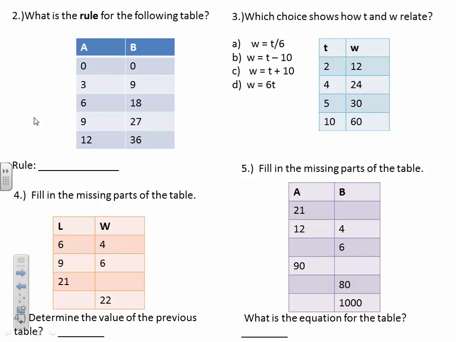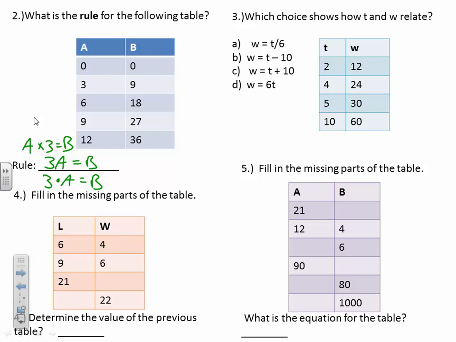So I'm saying to myself, 3 times 3 gets me 9. 6 times 3 gets me 18. 9 times 3 gets me 27. 12 times 3 gets me 36. So I'm going to say A times 3, or 3A, equals B. I hope you put something like that. You could have said 3 times A equals B. You could have said the other way around. A times 3 equals B. Any of those work just fine.